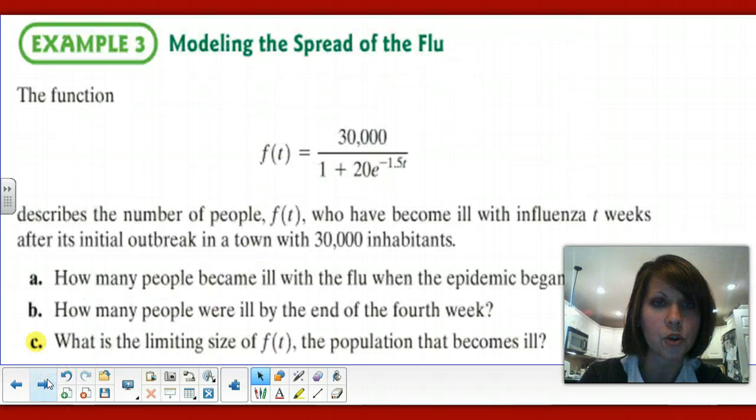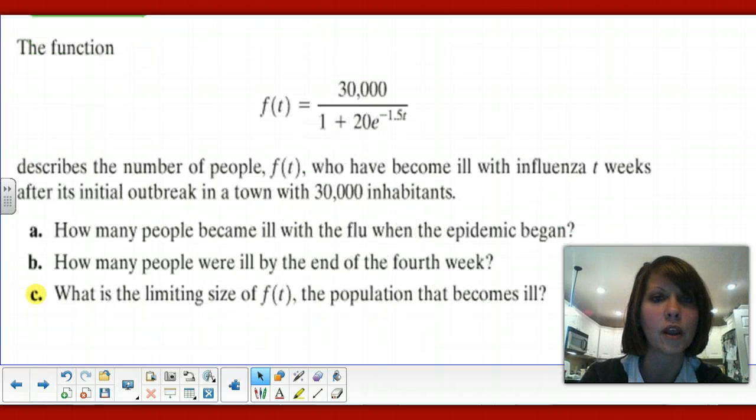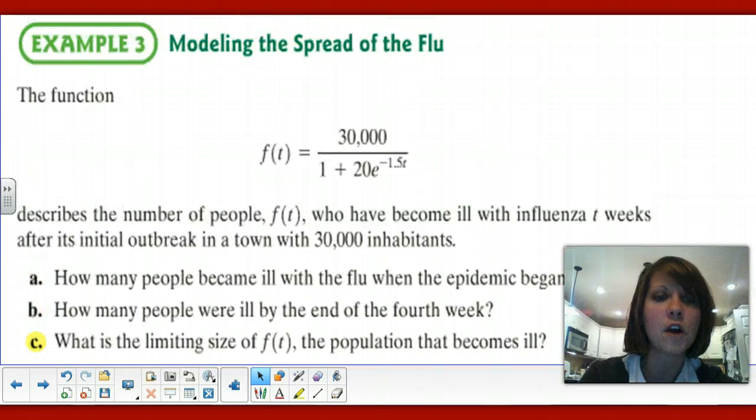All right, let me show you what's going on. Modeling the spread of the flu. Isn't that appropriate? Okay, so the function f of t equals 30,000 over 1 plus 20e to the negative 1.5t describes the number of people f of t who have become ill with influenza t weeks after its initial outbreak in a town with 30,000 inhabitants.